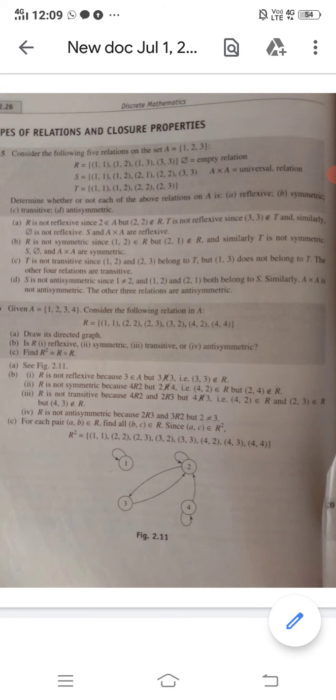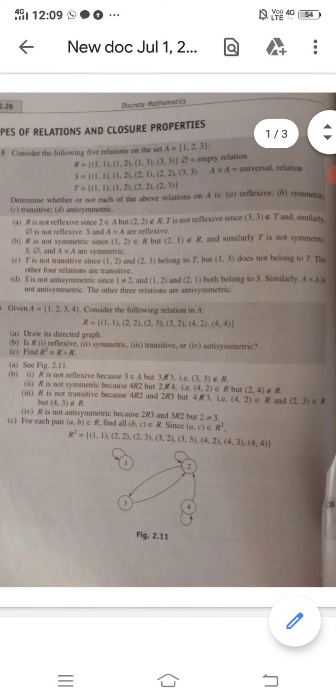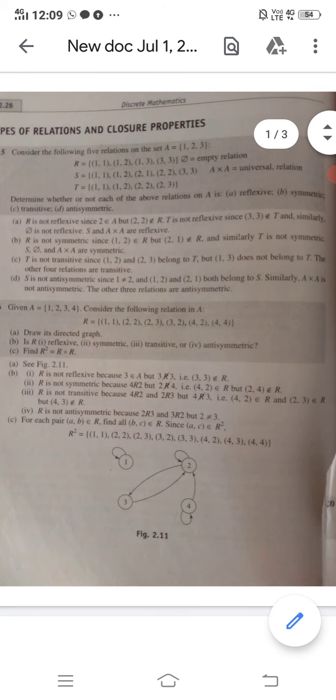(2,3), (3,2) are here, but 2 and 3 can never be equal, so the answer will be not antisymmetric. So given R is neither reflexive, nor symmetric, transitive or antisymmetric. कुछ भी नहीं है ये रिलेशन, it is none. कोई रिलेशन नहीं है, ना रिफ्लेक्सिव है, ना सिमेट्रिक है, ना ट्रांसिटिव है, ना एंटीसिमेट्रिक. Now we have to find R square.